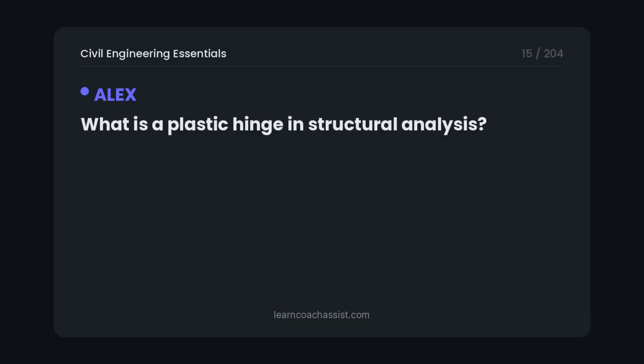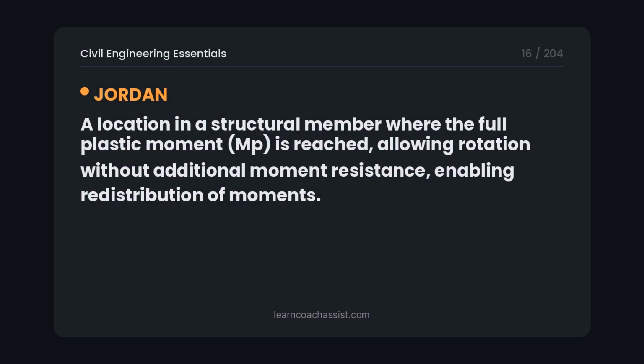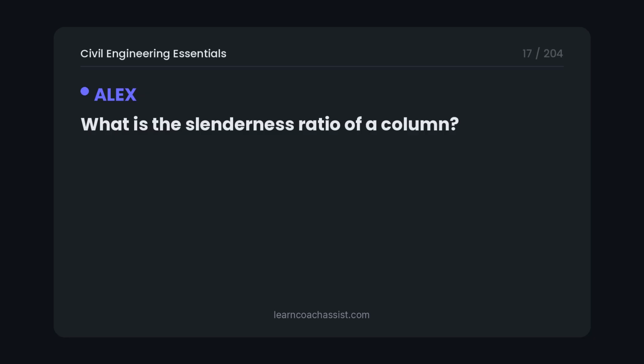What is a plastic hinge in structural analysis? A location in a structural member where the full plastic moment, Mp, is reached, allowing rotation without additional moment resistance, enabling redistribution of moments. What is the slenderness ratio of a column?